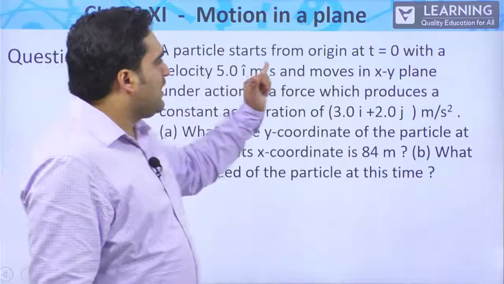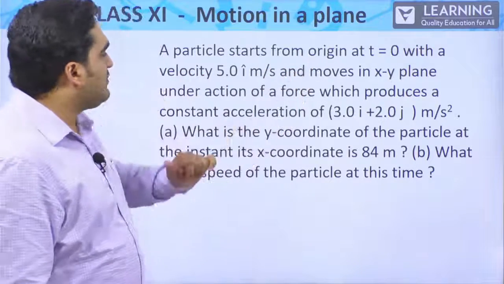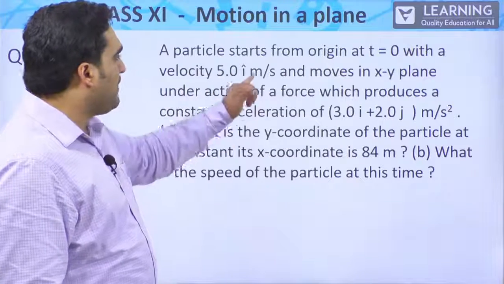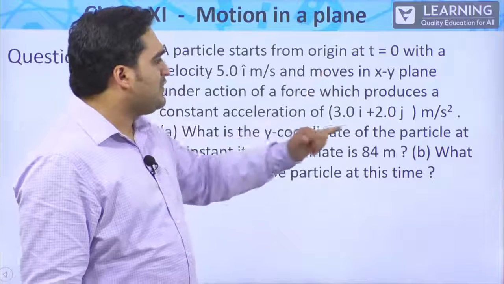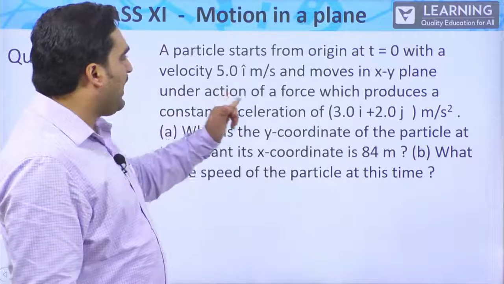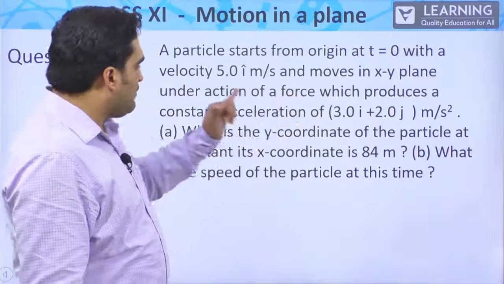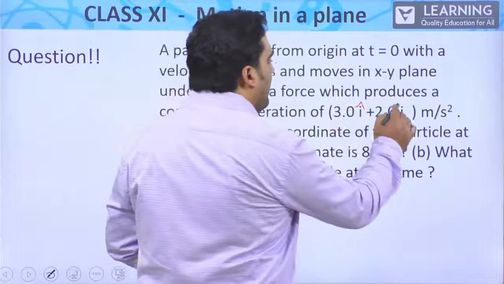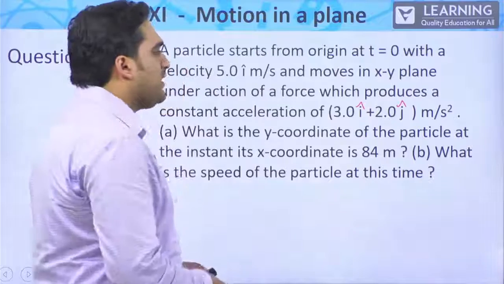A particle starts from the origin at t equals 0 with a velocity 5 i cap meter per second, and it moves in an xy plane under the action of a force which produces a constant acceleration of 3 i cap and 2 j cap meter per second square.